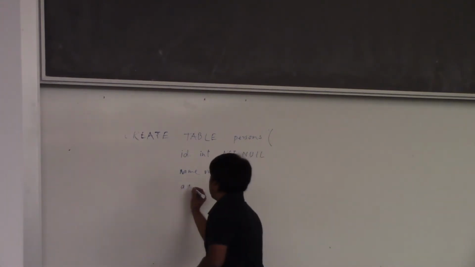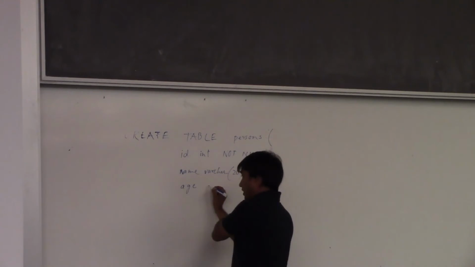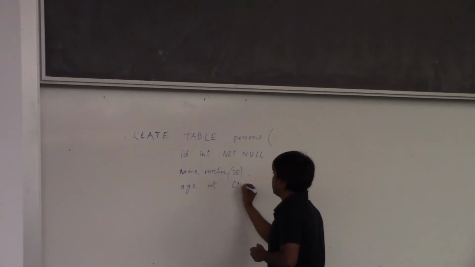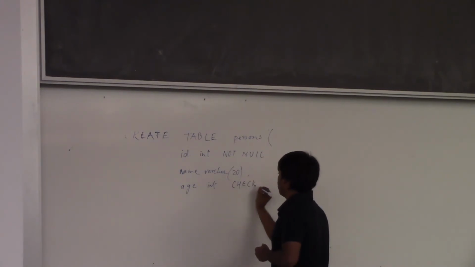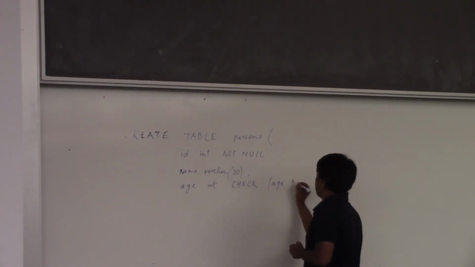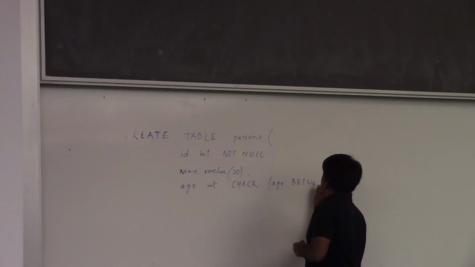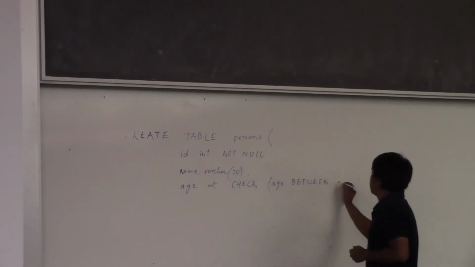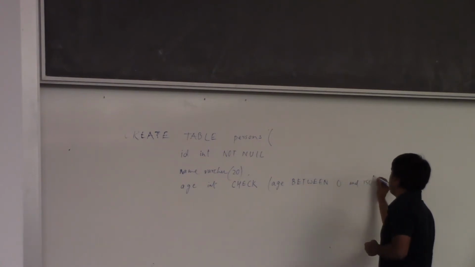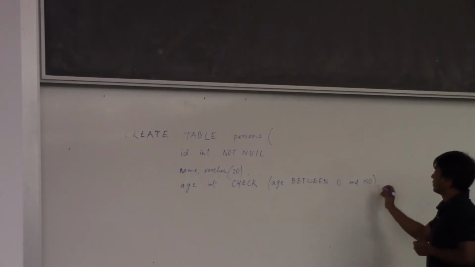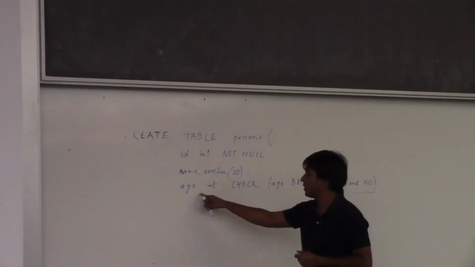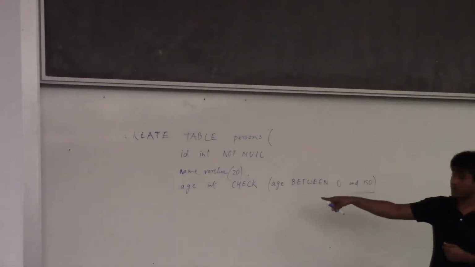So age, and it's integer, and I specify within parentheses I write age between 0 and say 150. Okay. So this part, this is the column constraint. I wrote that part just after specifying the column and the data type.